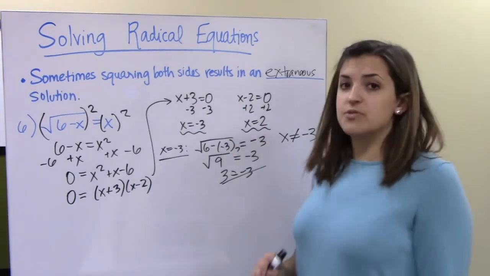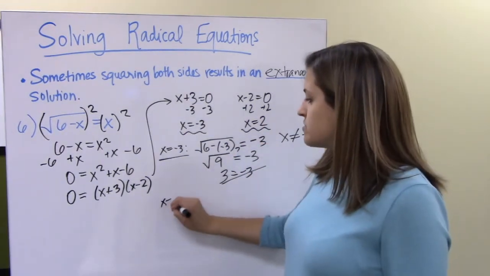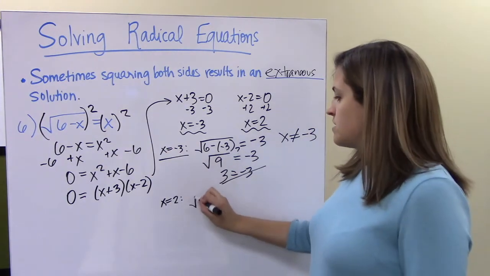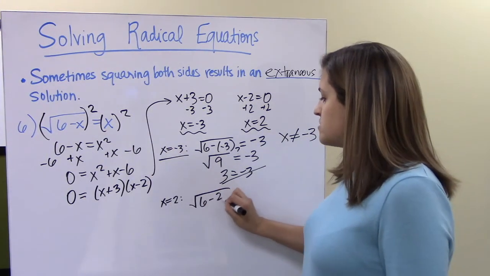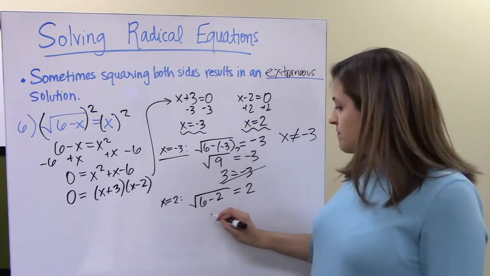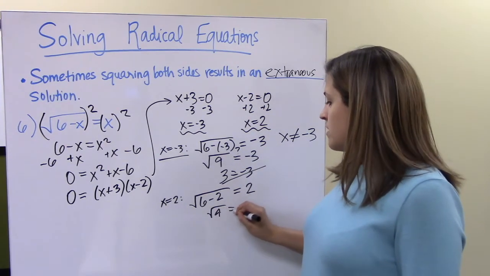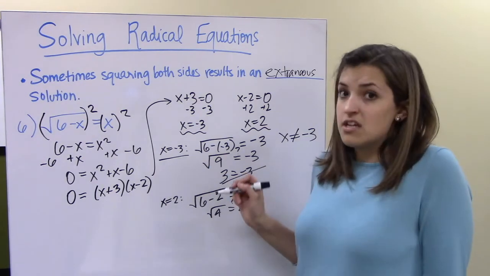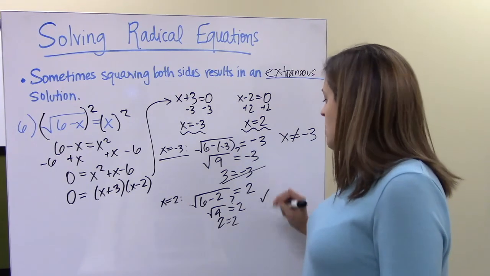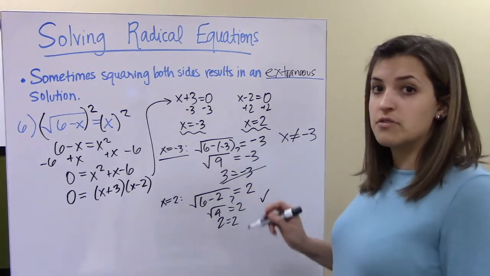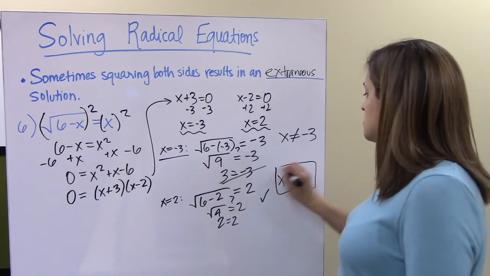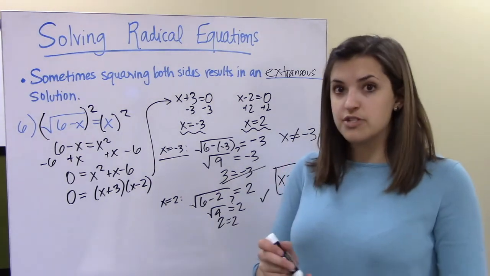Let's try x equals 2. So if I have x equals 2, I'm going to plug that into my original equation here. Square root of 6 minus 2 equals 2. 6 minus 2 is 4, so the square root of 4 equals 2. Does it? Yes, the square root of 4 is 2. So 2 does equal 2. So the takeaway here is that our only solution is x equals 2. It's the only one that works with our original equation.